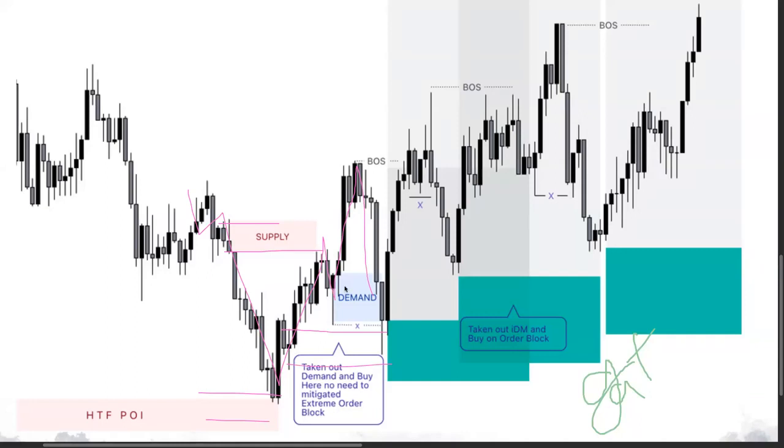First entry, because we need inducement in a flip entry model. Right. Same thing happens here. Tap on this order block and we can buy. Break the structure. Taken out the inducement. On this order block, we can buy. Okay. Break the structure. Taken out the inducement. And I think this candle. No, this candle. Like this.